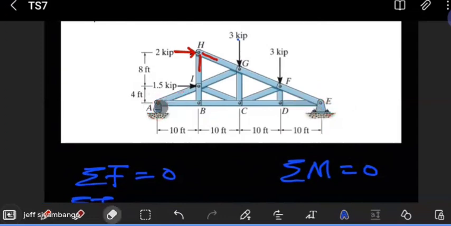Which point do you want us to start with here? Point A. Did you say A? Yes, okay.